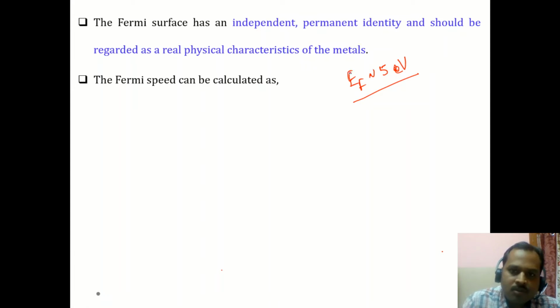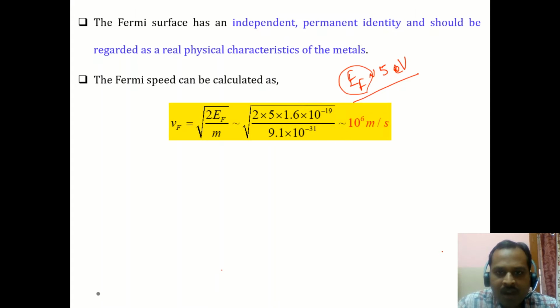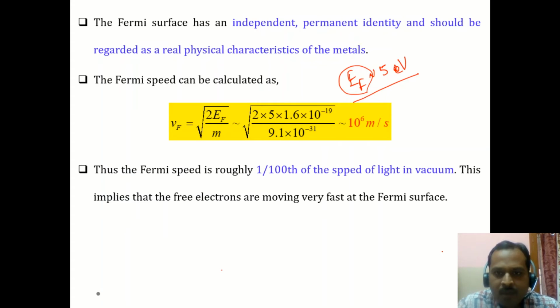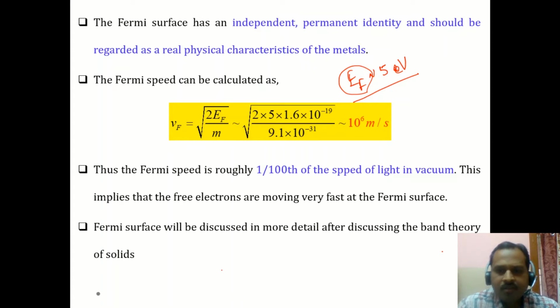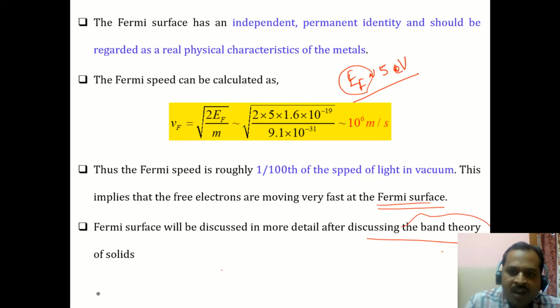So if you substitute the value of this Fermi energy, then we can obtain the proper value for the Fermi speed, and that comes out to be around 10 to the power 6 meter per second, which is really very large. It is only 1/100th of the speed of light in vacuum. What does it imply? This implies that the electrons are moving very fast at the Fermi surface, and we will be discussing more about this after we know about the band theory of the solids.